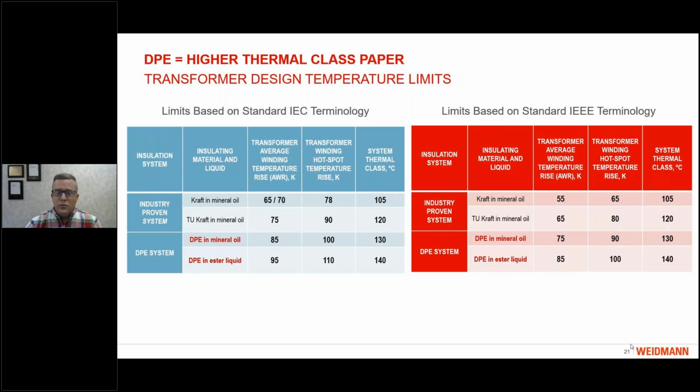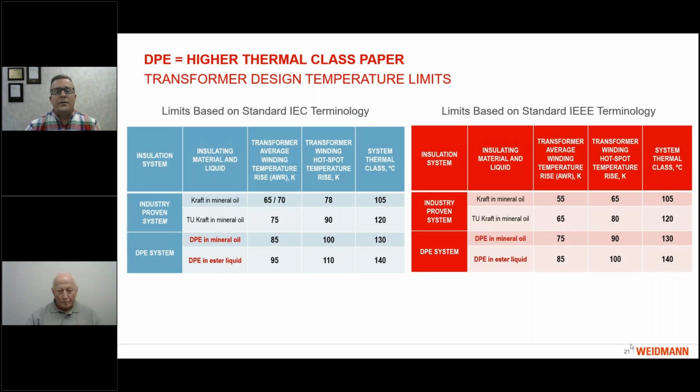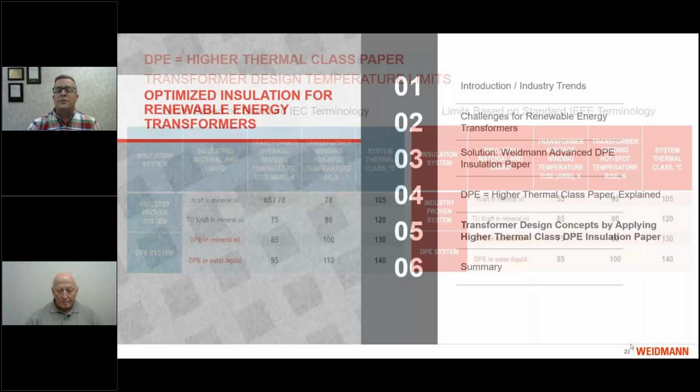And so what you can do with this higher thermal class is you can actually design your transformers differently. In particular, there is a graph about the temperature limits available using IEC terminology, and on the right using IEEE terminology. Just to point out, TUK and mineral oil again is a 120 system, whereas DPE in mineral oil is 130, and DPE in ester liquids is 140. These graphs in these standards represent what you can do from an average winding rise design, and also from a hotspot maximum capability design aspect as well. So to talk about this in a little bit more detail, and how you can apply this elevated temperature capability and higher thermal class, I'm going to turn it over to my colleague, Aleksandr Levin, who will talk to you some more about that. Thanks.